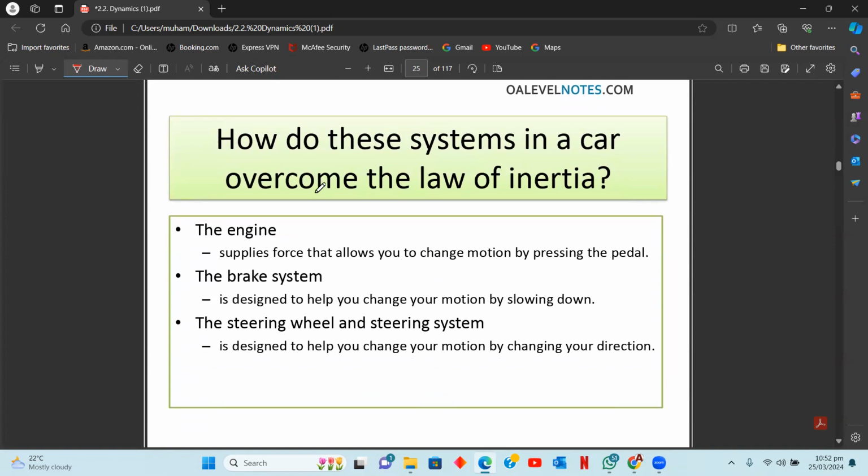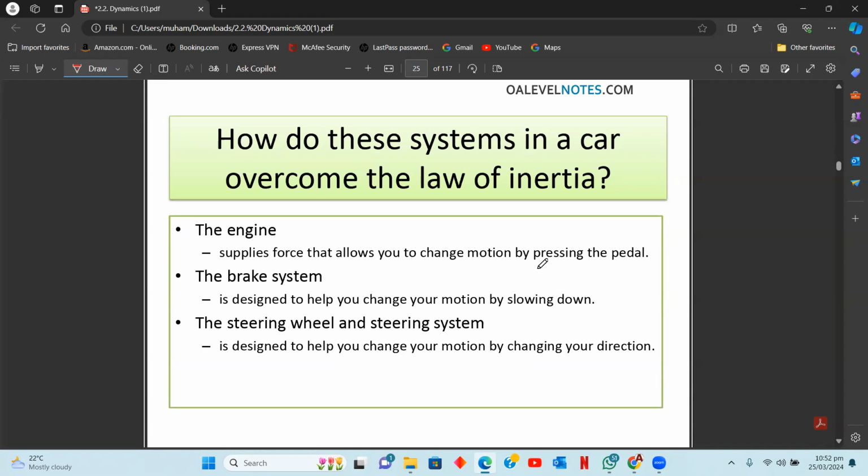How do these systems in a car overcome the law of inertia? The engine supplies force that allows you to change motion by pressing the pedal. The brake system is designed to help you change your motion by slowing down. Look, again, what is inertia? If the car is stopped, it is because of its inertia. How do you overcome the inertia? Because of the engine force.